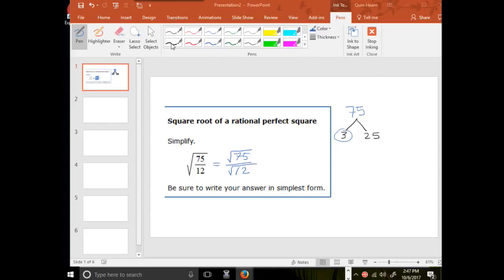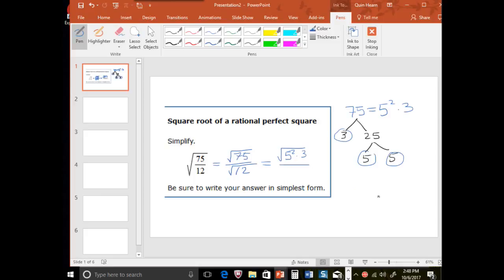But anyway, we want to continue until we get to prime factors. 25 is not prime, but it can be written as 5 times 5, and both of these are prime. And so we see that 75 can be written as 5 squared times 3. 3 times 5 times 5, or 5 squared times 3. So what I'm going to do is think about simplifying the square root of 5 squared times 3.